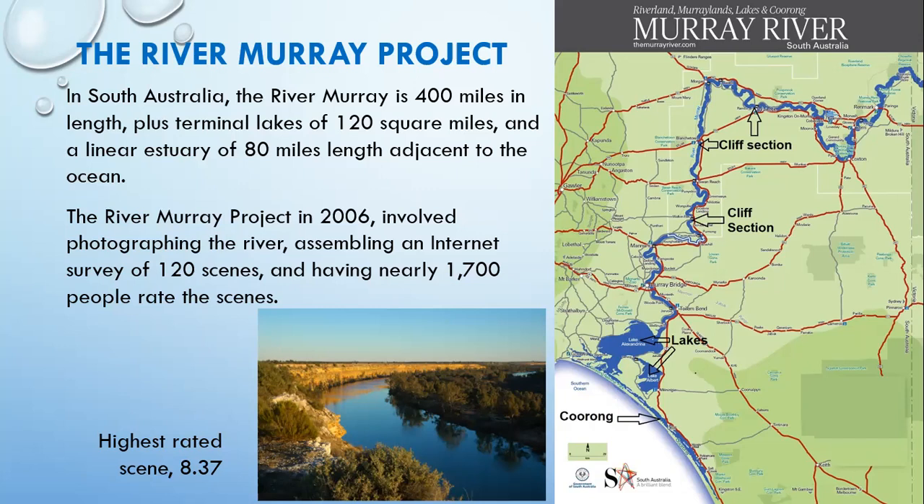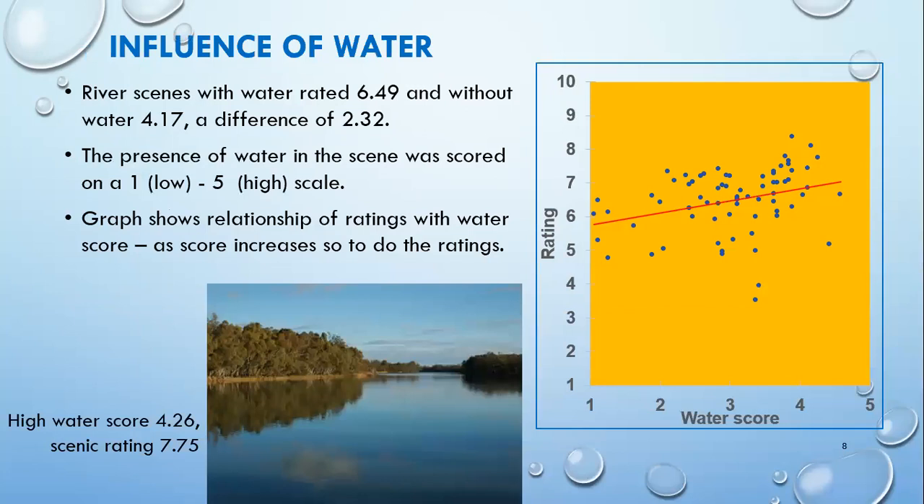I did this project in 2006, and it involved photographing the river, assembling an internet survey of 120 scenes, and having nearly 1,700 people rate the scenes. The influence of water can be shown from this chart by scoring the water along the bottom up to 5. You can see that as the score of the water goes up, that is, the significance of the water in the scene goes up, so too do the ratings. So it's very clear that water influences the ratings.